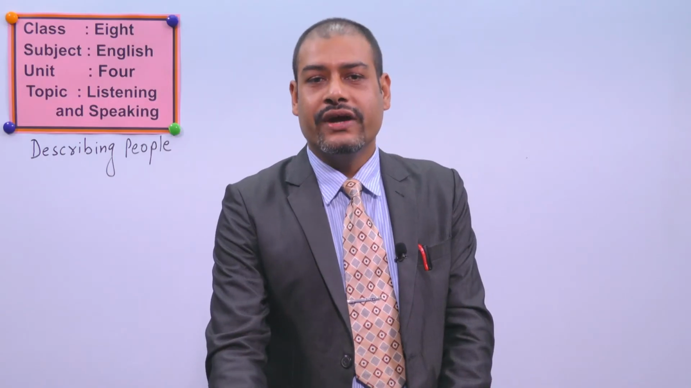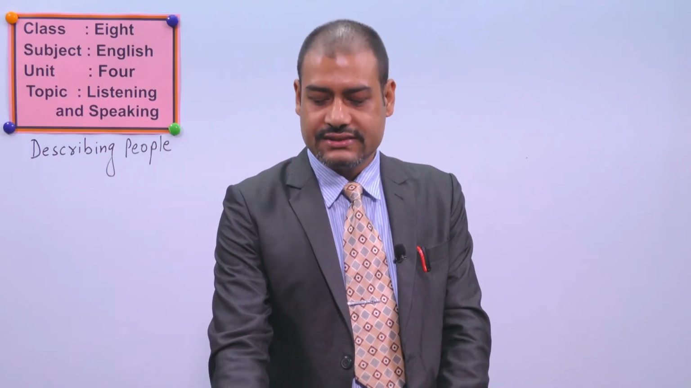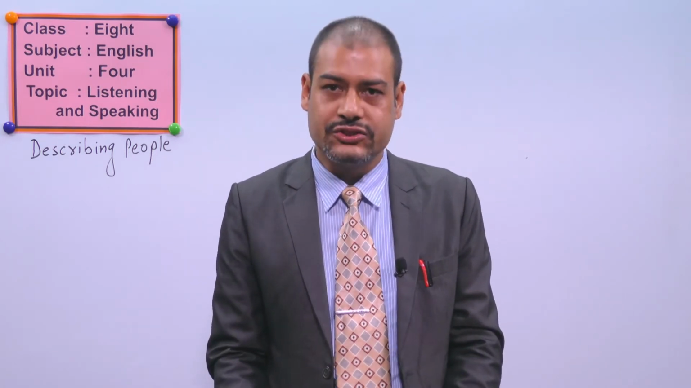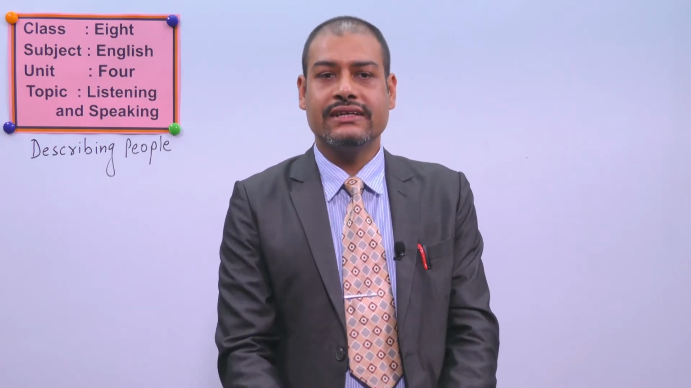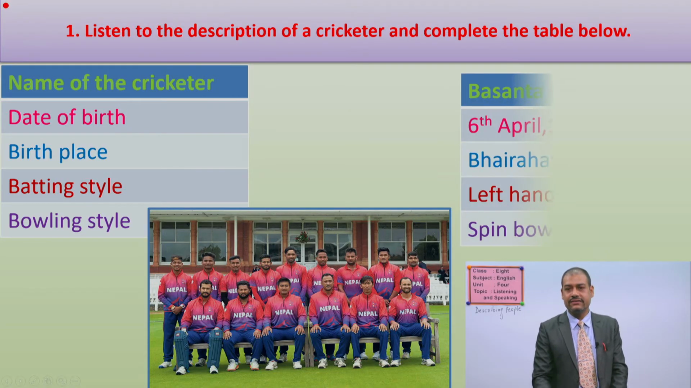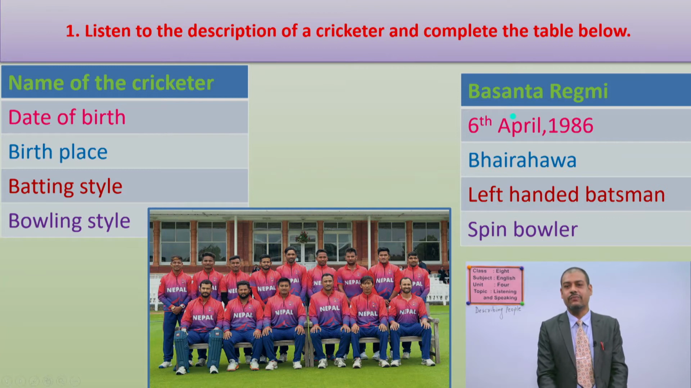I hope you have completed and checked your answers, dear students. Now check your answers with me also. Now your answer should be this for question number 1. The name of the cricketer is Basanta Regmi. So once again, please read with me. The name of the cricketer is Basanta Regmi.